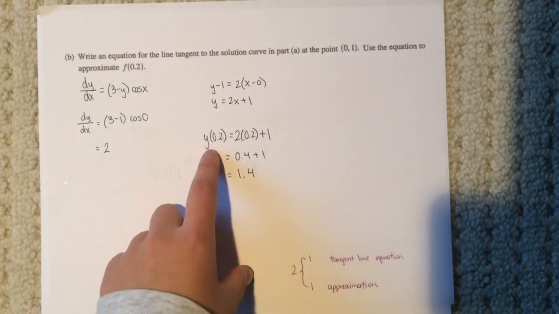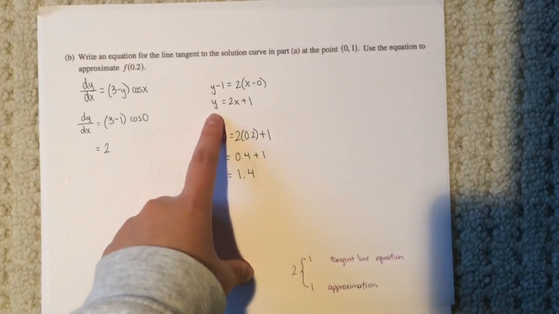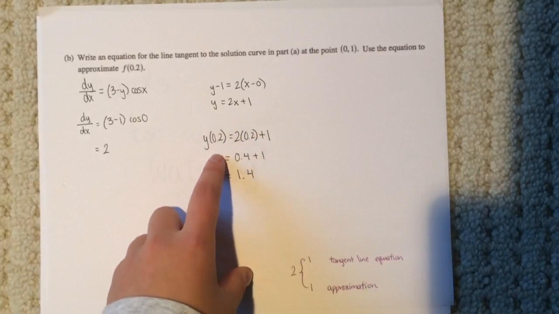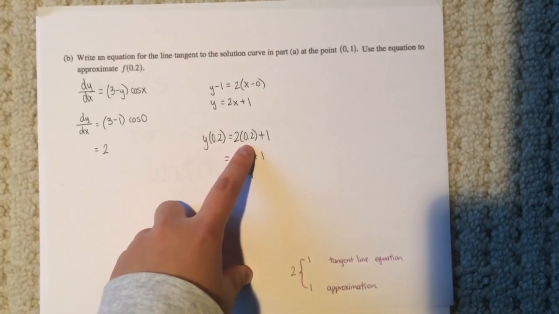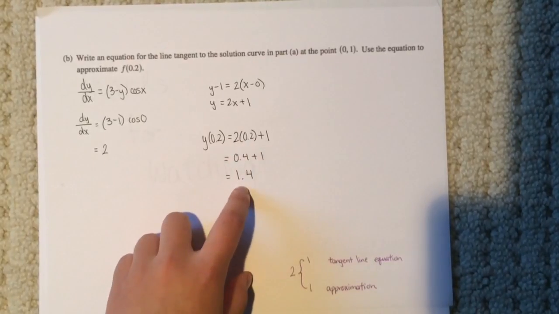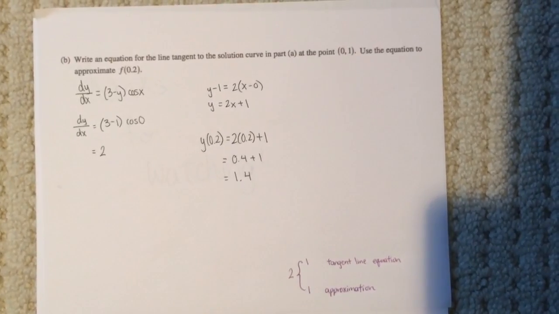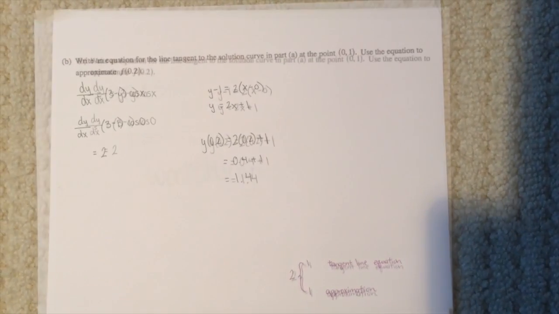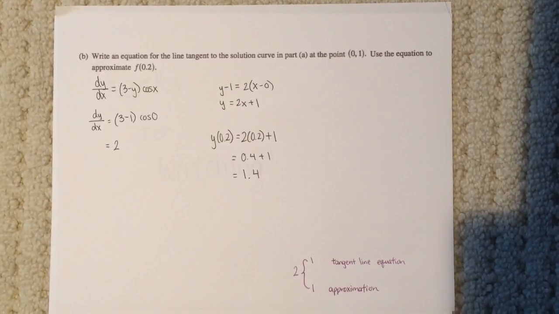So to approximate f of 0.2, we just plug 0.2 into the tangent line equation. So we have y of 0.2 is equivalent to 2 times 0.2 plus 1, which is equivalent to 1.4. The approximate y value at x equals 0.2 is 1.4. On the AP test, this question would be worth 2 points, one for the tangent line equation and one for the approximation.